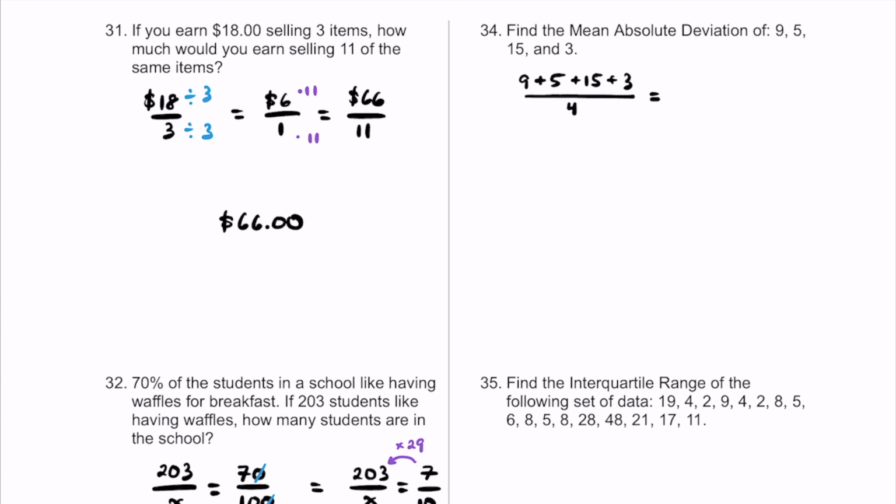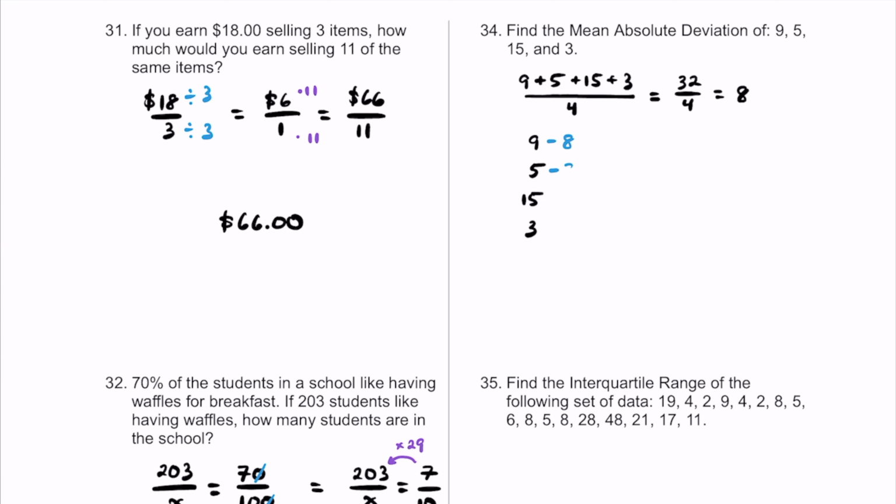So let's see, 9 plus 5 is 14. 14 plus 15 is going to be 29. 29 plus 3 is 32. So we have 32 divided by 4. So we know the average here is 8. So we see the average is 8, but let's see what all the deviations are. So we have 9, 5, 15, and 3. And we want to figure out how far, what all the deviations are from 8.